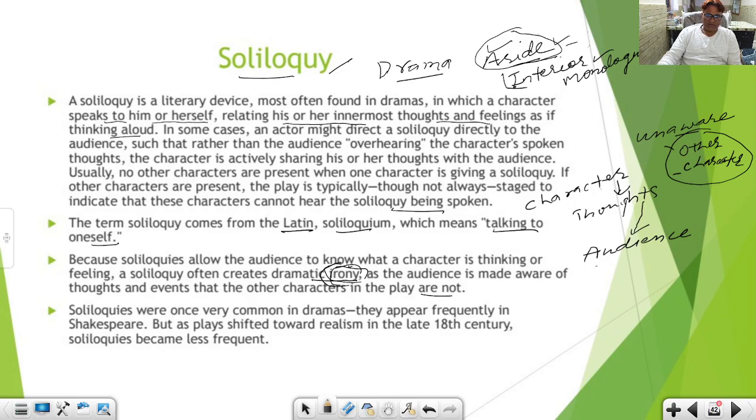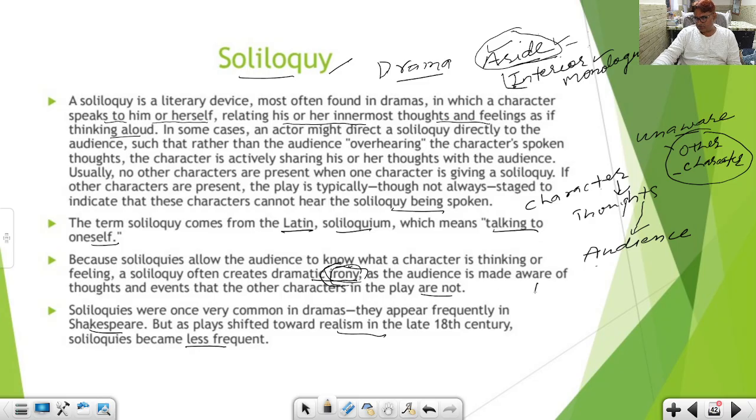Soliloquies were once very common in dramas. They appear frequently in Shakespeare. Shakespeare, we can say, is the king of soliloquies. Okay, as plays shifted towards realism in the 18th century, soliloquies became less frequent. So that is diminishing.